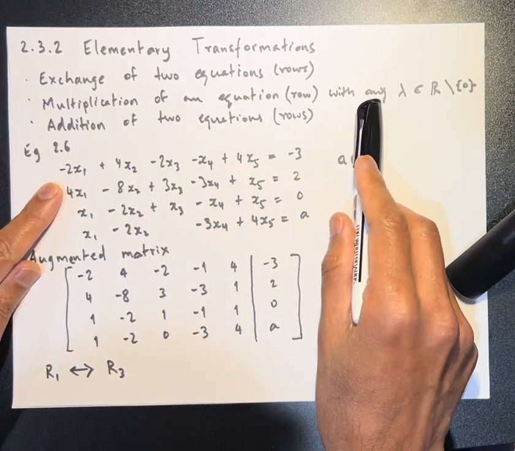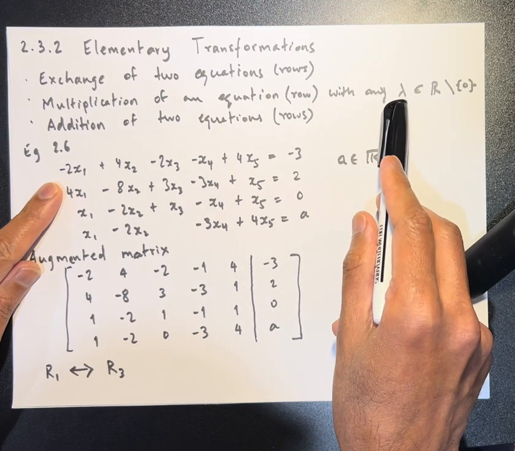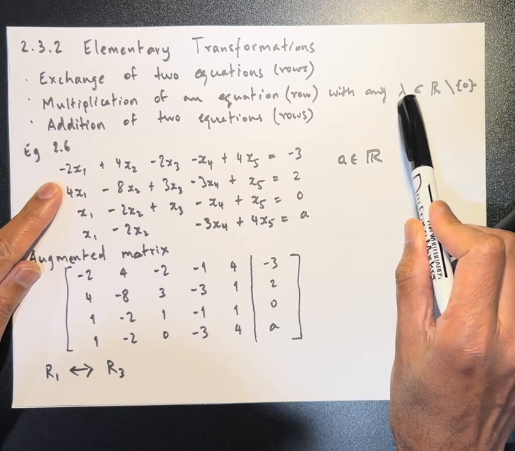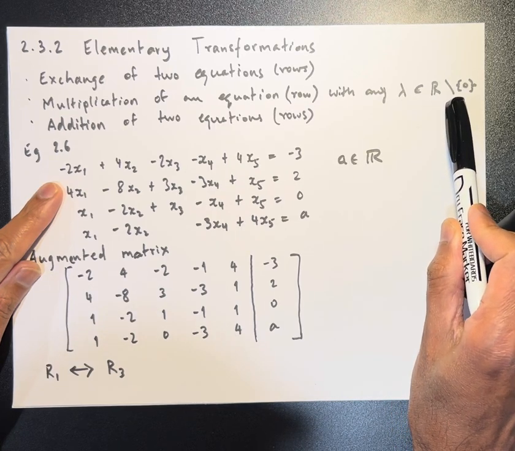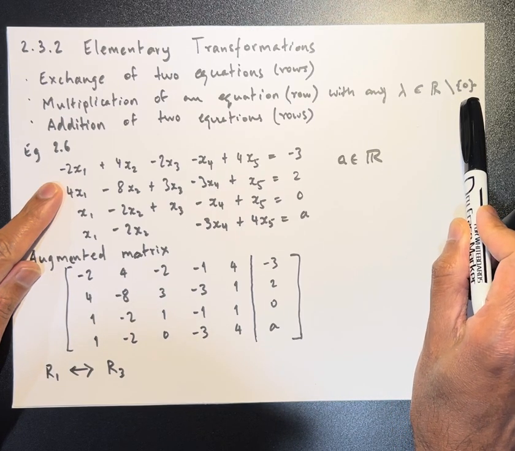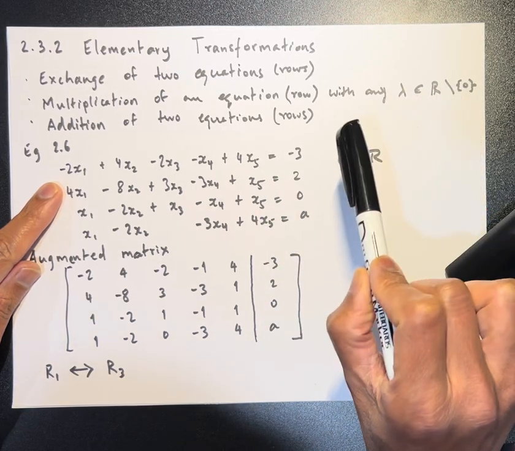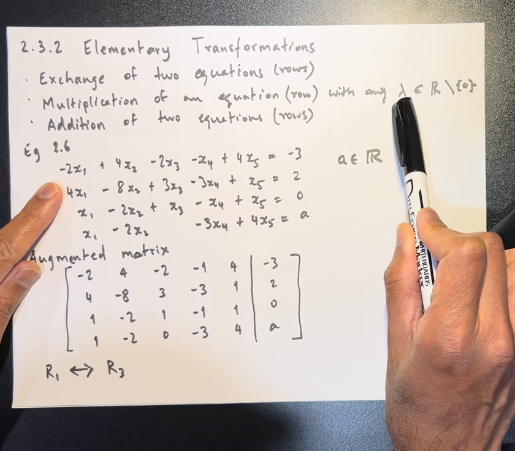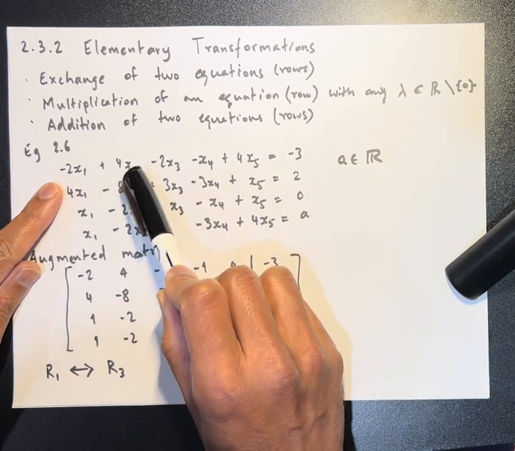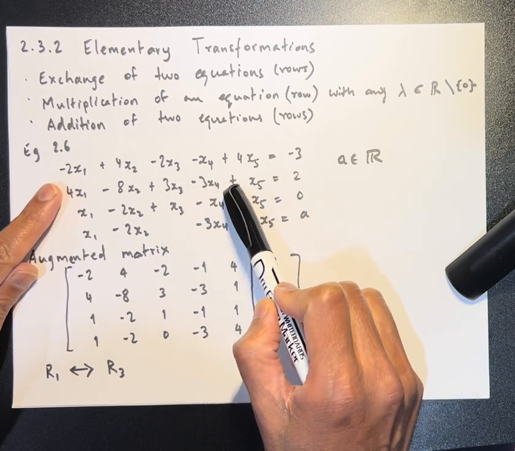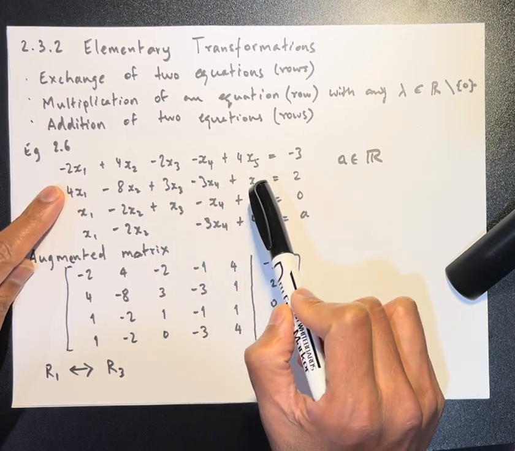Multiplication of an equation with any non-zero real number, right, or a scalar. In this case, as you can see, lambda belongs to the set of real numbers but 0. Okay, so that's this notation, if you remember from the notations discussion that we had, right? So we take any non-zero real number and we multiply any equation, it works because it's an equality, so you can multiply both sides by a constant, so that works.